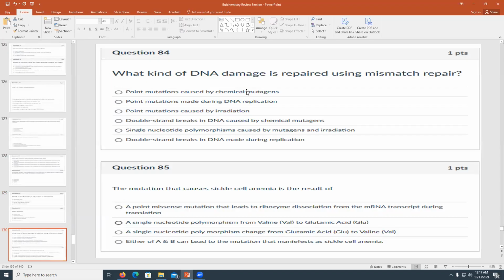What kind of DNA damage is repaired using mismatch repair? That is a point mutation that is made during DNA replication. It was a mismatch when the RNA matches a G with a C, a C with a G, a T with an A, or an A with a U.